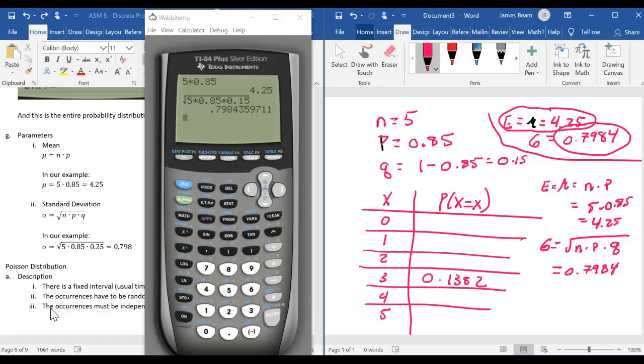This is where you can start drawing inferences, right? Because remember, your range rule of thumb says you should be within 2 standard deviations of the mean. So if I take 4.25 and subtract 2 times 0.7984, that's going to give me 2.65.